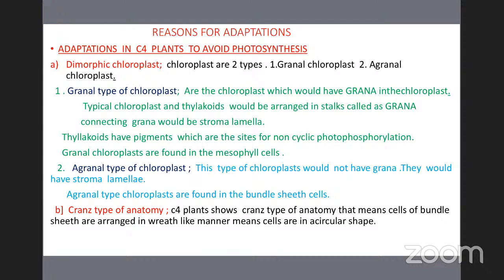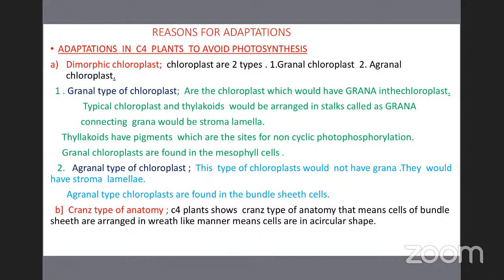And if we observe the structure of this chloroplast, this chloroplast would not have grana. The main difference between grana type and agranal type is that in the agranal type, this chloroplast would not have grana. They would have only stroma lamellae. That means the granule stacks are absent in agranal type.